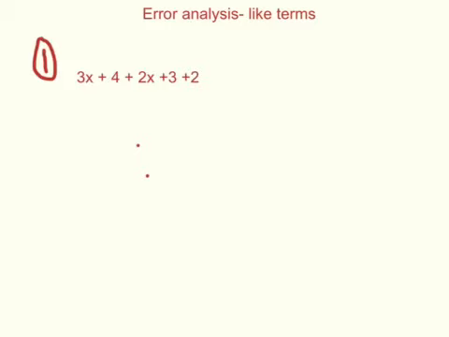This is number one. Then let your group members try it, and if they're having trouble finding what I do wrong, because it is a small mistake, then go ahead and help them out. There's a question or two that goes with this one, and then you'll be moving on to number two. So, 3x plus 4 plus 2x plus 3 plus 2.